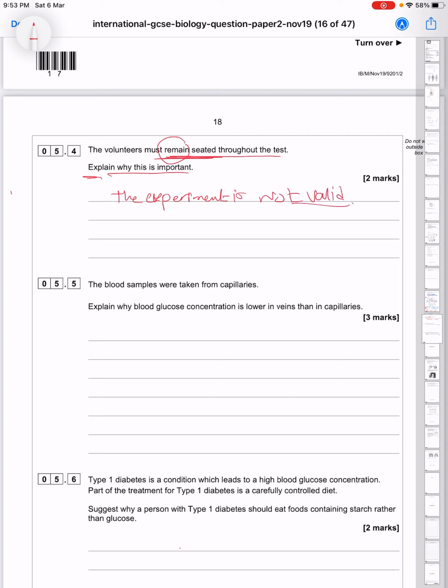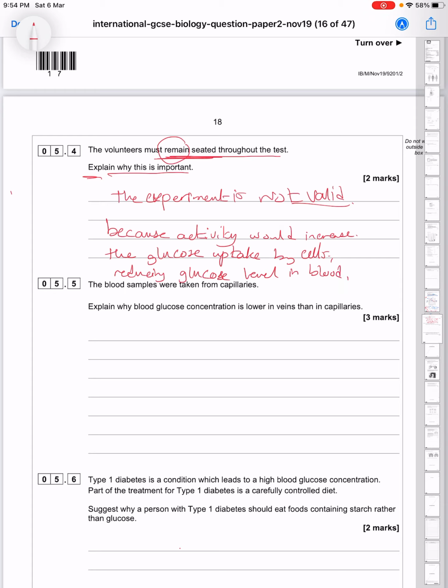Why is it not valid? Simply because activity would increase the glucose uptake by cells, right? Uptake by cells, because they basically need that in aerobic respiration, okay? Reducing the glucose level in the blood.